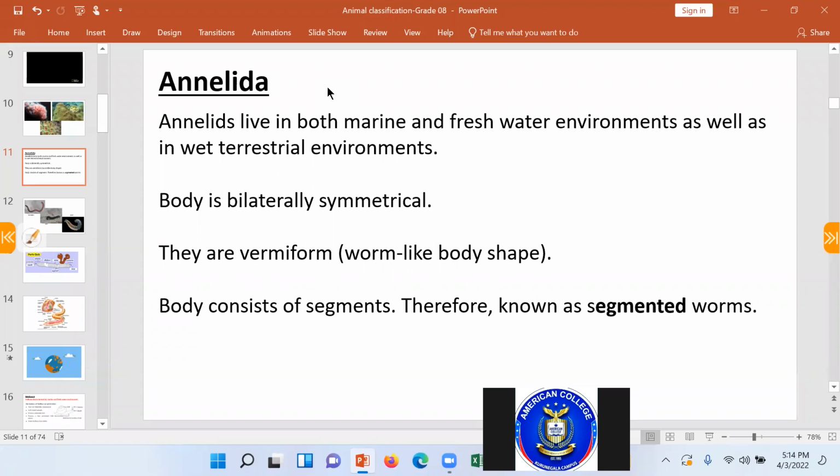So have you finished writing? Shall we move to the next invertebrate group? Okay, sir. So what is the next invertebrate group?